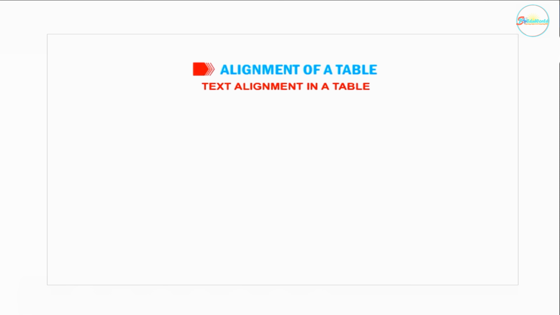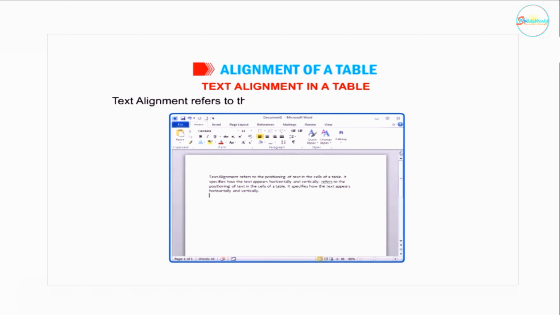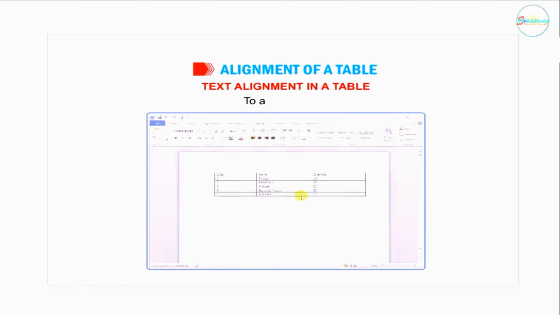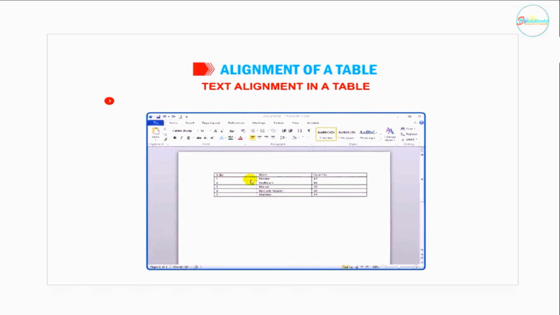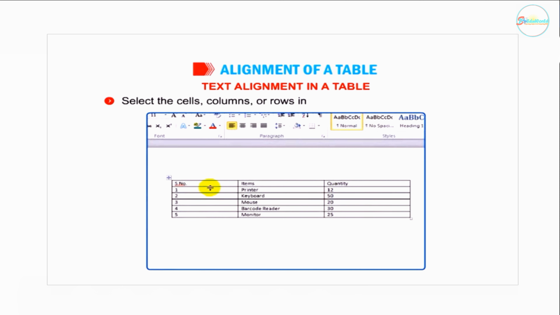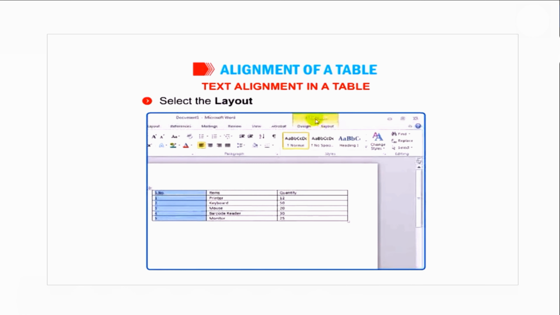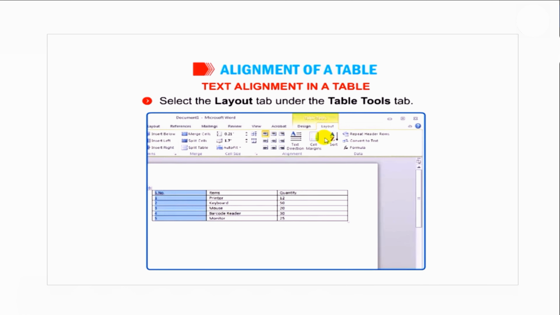Text alignment in a table. Text alignment refers to the positioning of text in the cells of a table. It specifies how the text appears horizontally and vertically. To align the text, select the cells, columns or rows in which the text is to be aligned. Select the Layout tab under the Table Tools tab. Choose the desired alignment from the options specified in the alignment group. The text in the selected cell gets aligned.